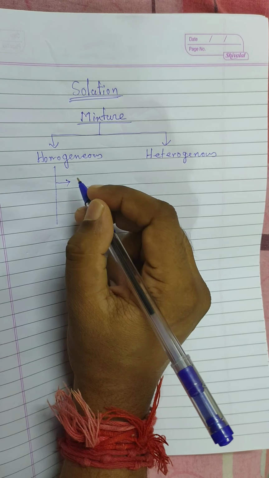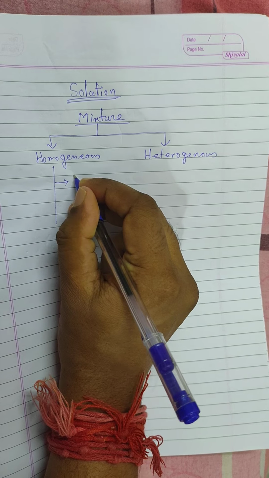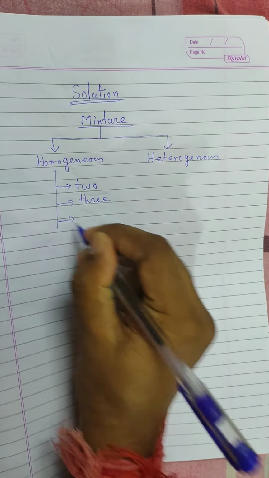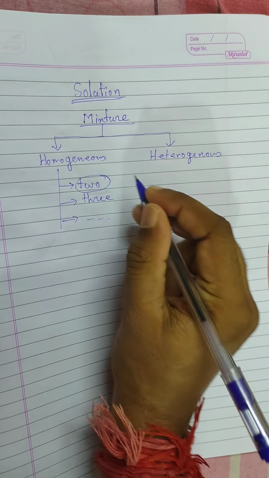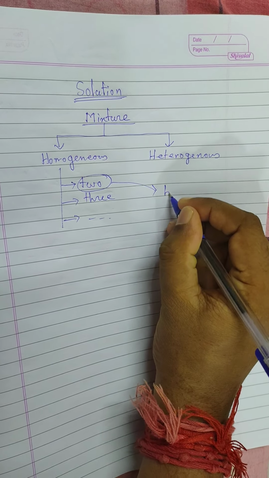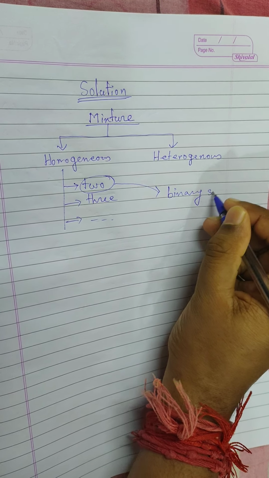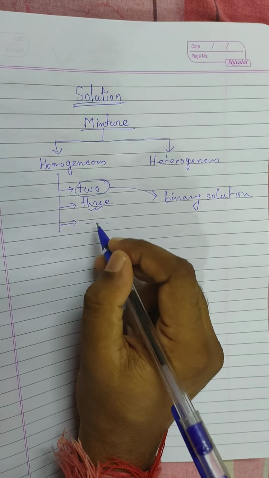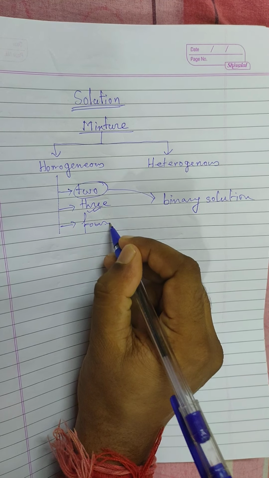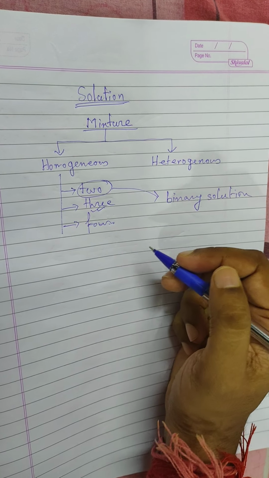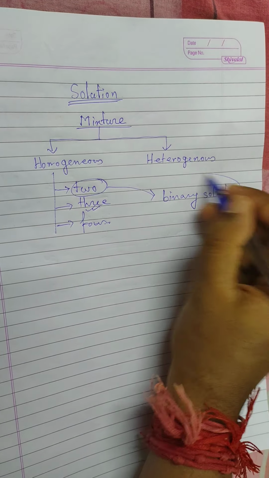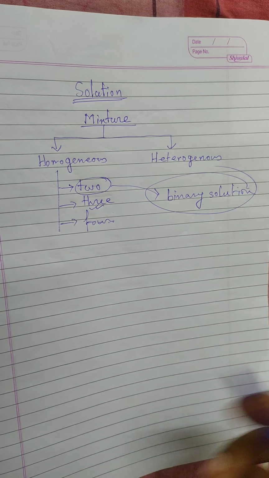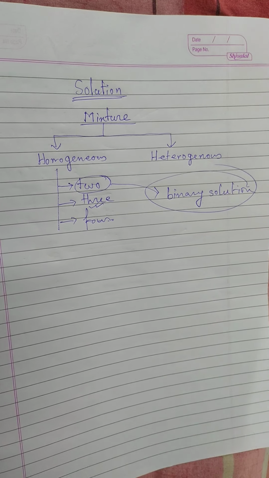In a homogeneous mixture, the number of components may be 2, 3 or more. If the number of components is 2, it is called a binary solution. When it is 3, it is known as a tertiary solution. When it is 4, it is known as a quaternary solution, and so on. But the binary solution is in our syllabus, so in this chapter we will talk about only binary solutions.